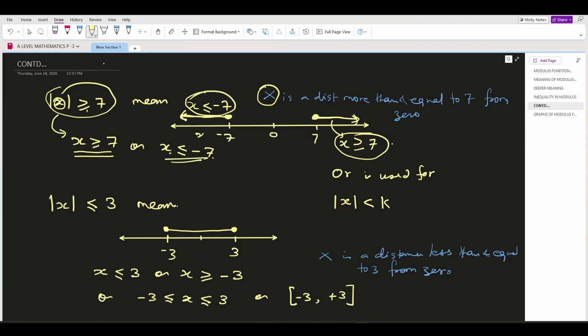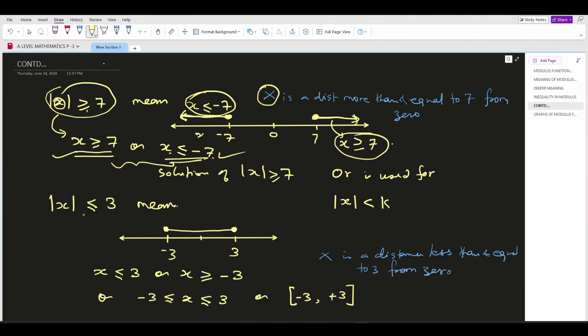Okay, so these are known as the solution of modulus of x greater than equal to 7. Okay, this is the solution. X greater than equal to 7, x less than equal to minus 7. On the number line, you can show the solution in this way. Okay, and in inequality form, you can write the solution in this way.